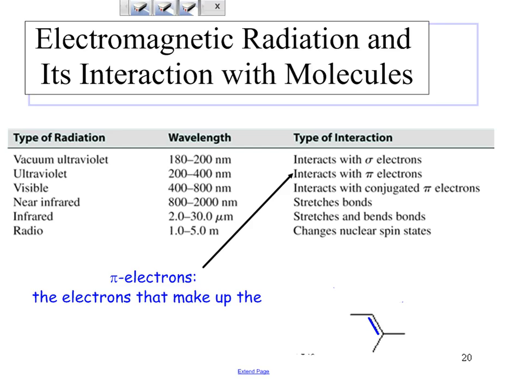All right, so let's start with looking at electromagnetic radiation and how it interacts with molecules. This is not a chart that you need to memorize, but you should know that the longer wavelengths are radio and the shorter wavelengths are ultraviolet. We'll take a look at that later. UV interacts with the pi electrons in a molecule. We'll talk about what a pi electron is, well, I'll tell you now. Pi electrons are electrons in p orbitals that are involved in bonding.